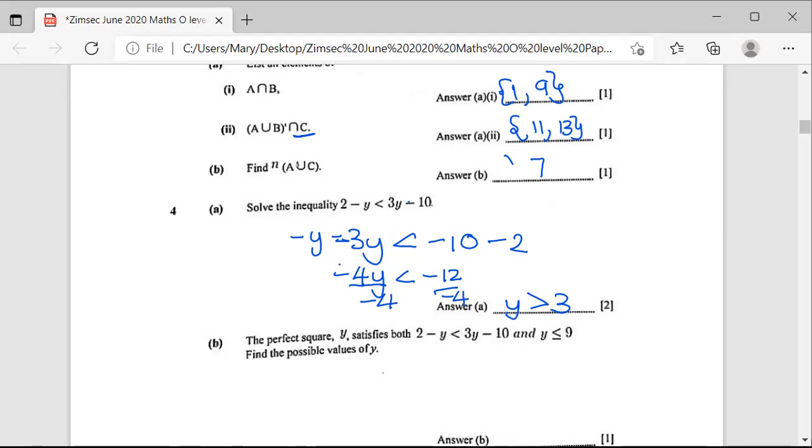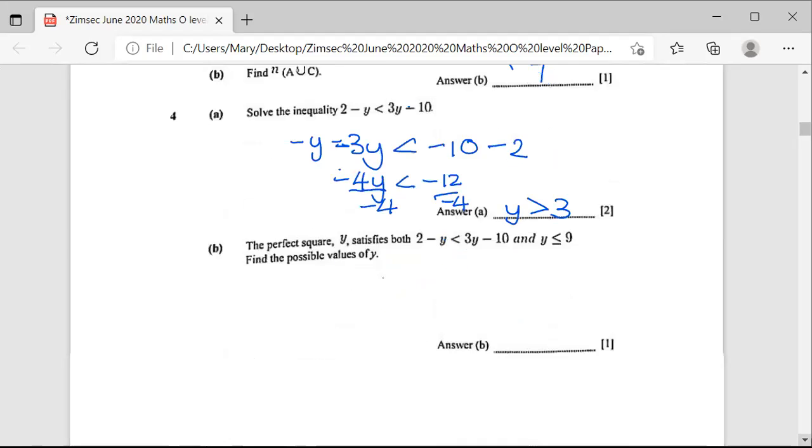Then the next one, they say, the perfect square y that satisfies the inequality is 1, but we know this one is the same as y is greater than 3, and y is less than or equal to 9. Find the possible values of y. We want to find the perfect square that are greater than 3, but we must end at 9. What is a perfect square? A perfect square is a number that we can find its square root, and the square root of that number, it's a whole number. In this case, it's 4.